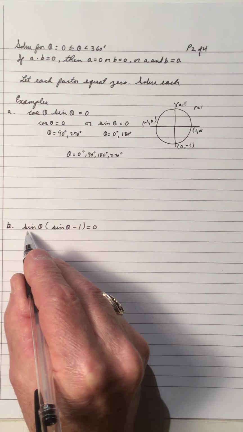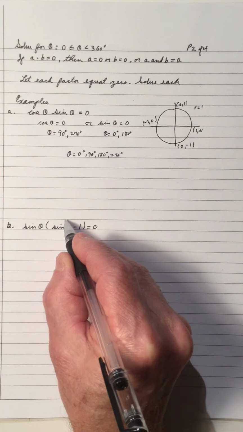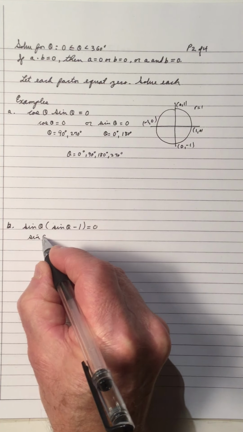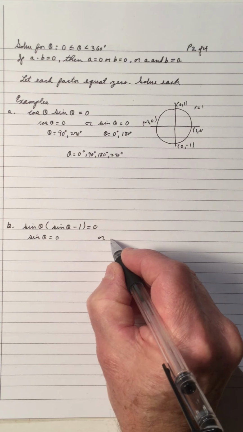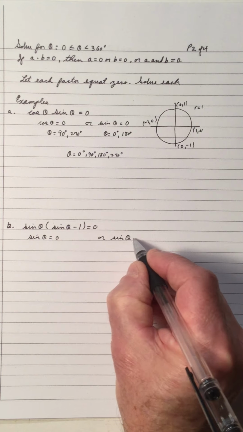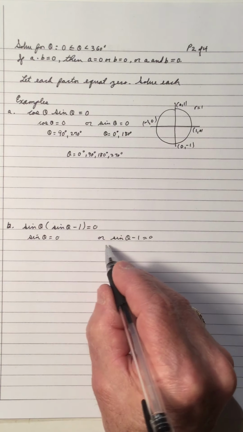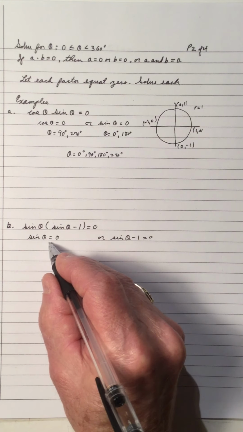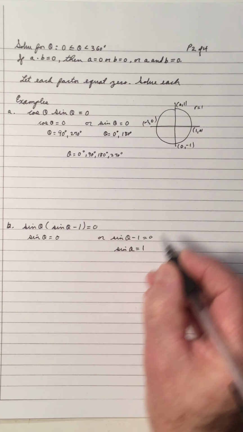And again, you notice I have sine times sine minus 1. That's the degree of 1. That's the degree of 1. So this is a quadratic. So we let each factor equal to 0. So I let sine theta equal 0, or I let sine minus 1 equal 0. And this one is already solved, so we solve this one. Sine theta is equal to 1.